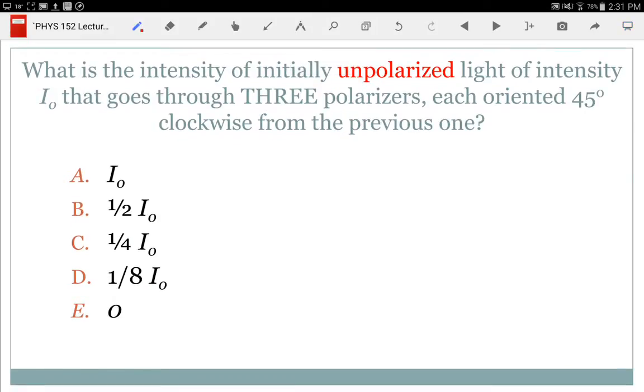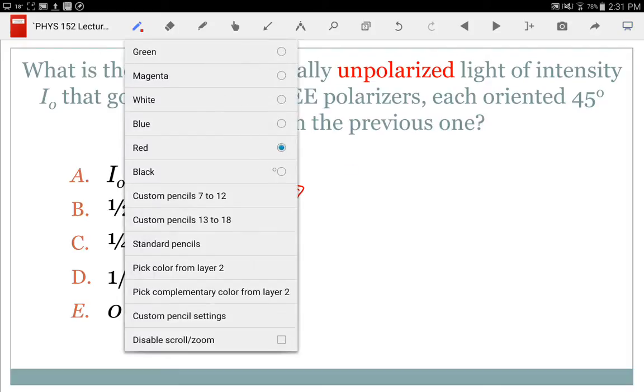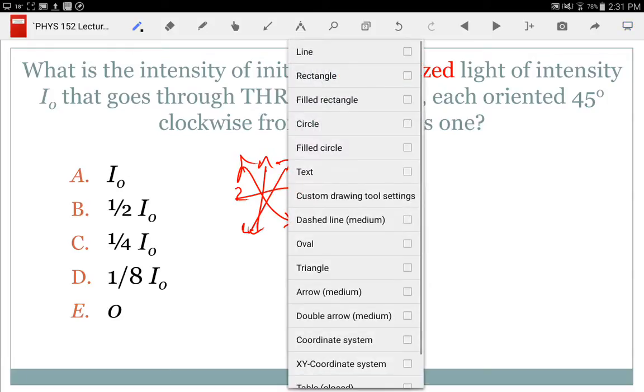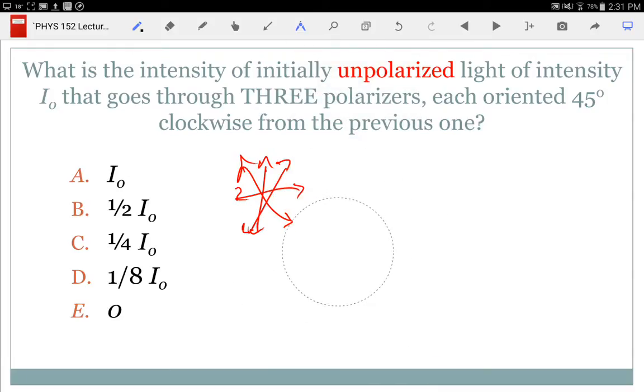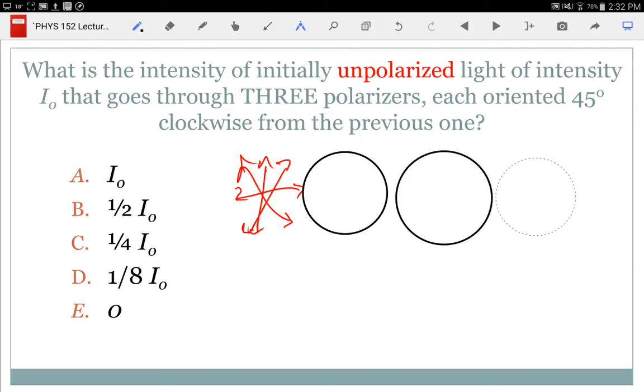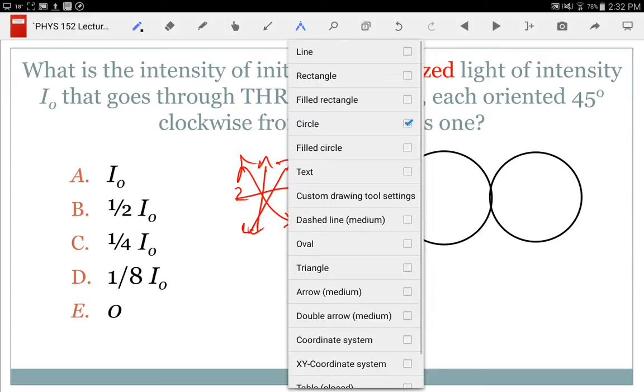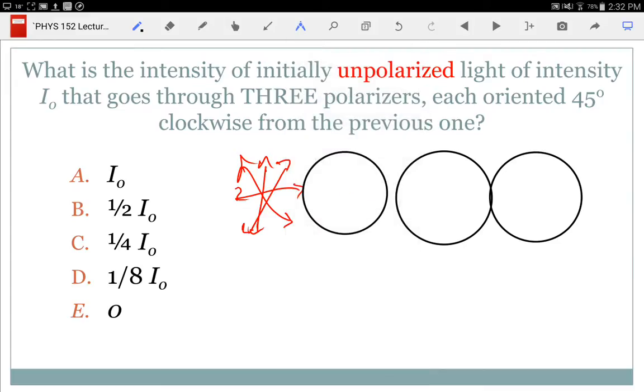What is the intensity of initially unpolarized light of intensity I0 that goes through three polarizers, each oriented 45 degrees clockwise from the previous? So I have unpolarized light, and then I have three polarizers, with polarization angles that vary by 45 degrees. So this one is vertical.